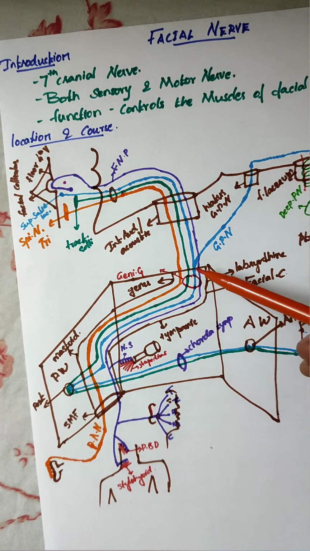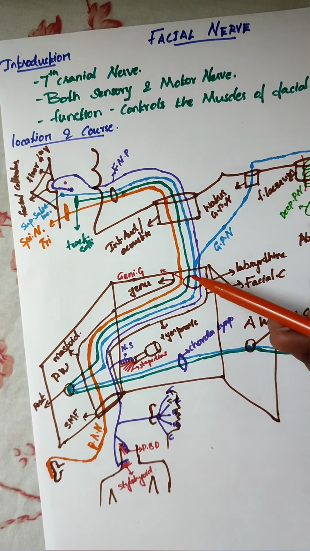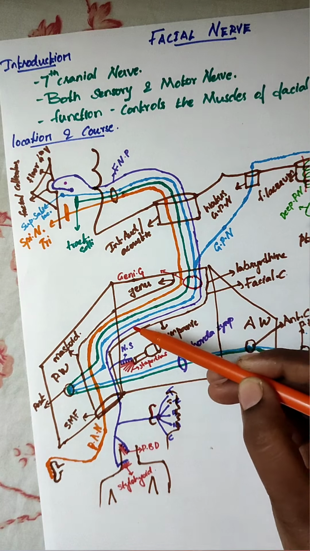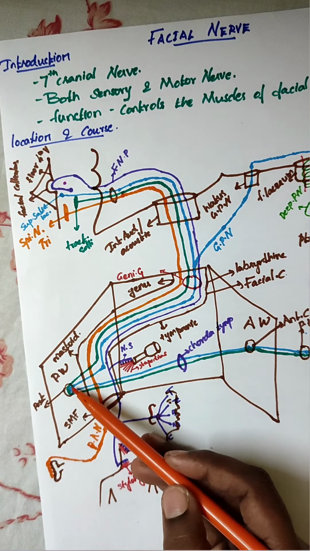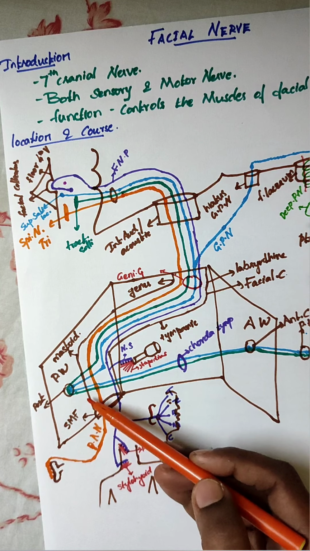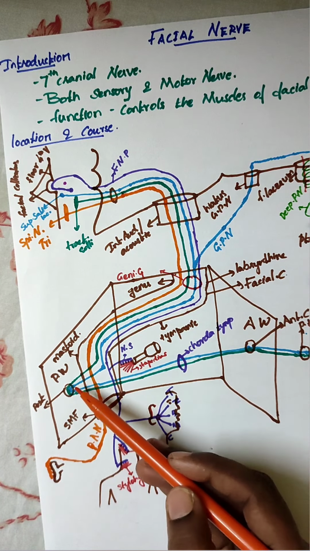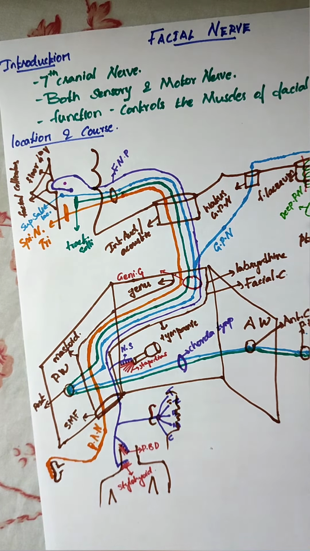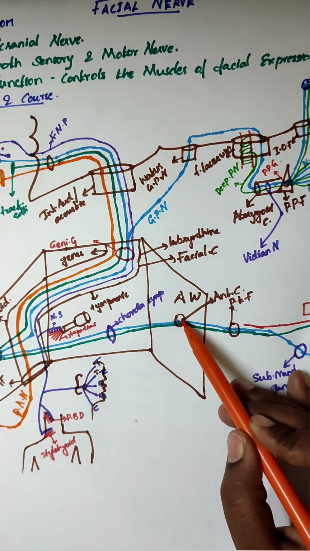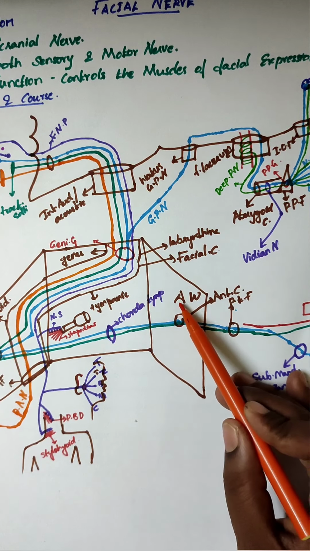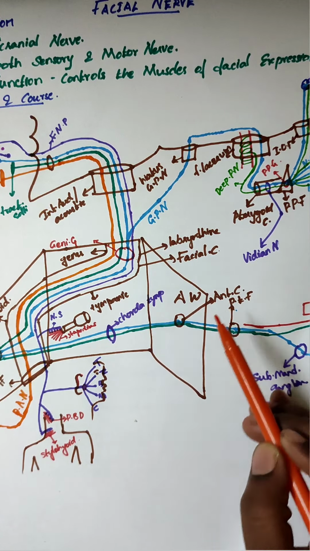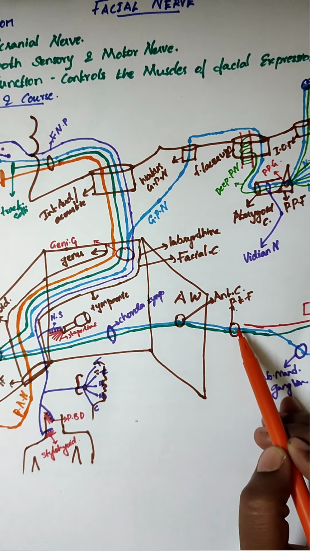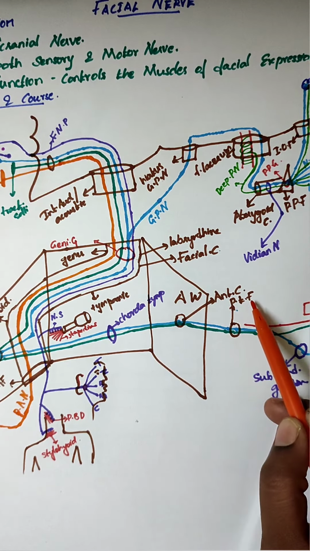Now coming to the parasympathetic nerve fibers from the superior salivary nucleus. They run through the facial canal, and then enter into a canaliculus which is present in the posterior wall of the middle ear, known as the posterior canaliculus. It enters the posterior canaliculus, and then runs forward, and comes out of the middle ear through a canaliculus present in the anterior wall, known as the anterior canaliculus, and then it enters into a fissure known as the petrotympanic fissure.